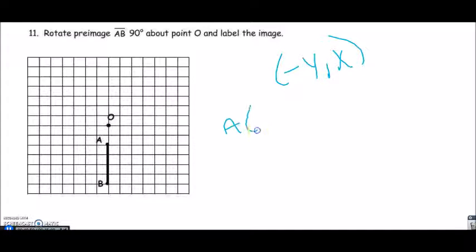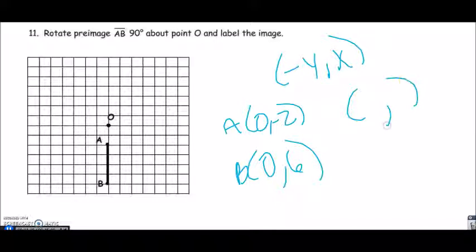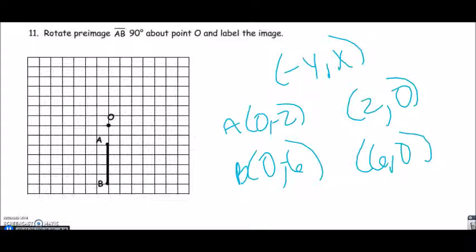So my original A is at, if I put that 0 being your origin, (0, -2). My original B is going to be (0, -1, 2, 3, 4, 5, 6), so (0, -6). So I'm going to swap them and change the sign of y. So it becomes (2, 0), and it becomes (6, 0). So my new points are going to be (2, 0) and (6, 0). And I would draw a line between them, and this is A prime and this is B prime.